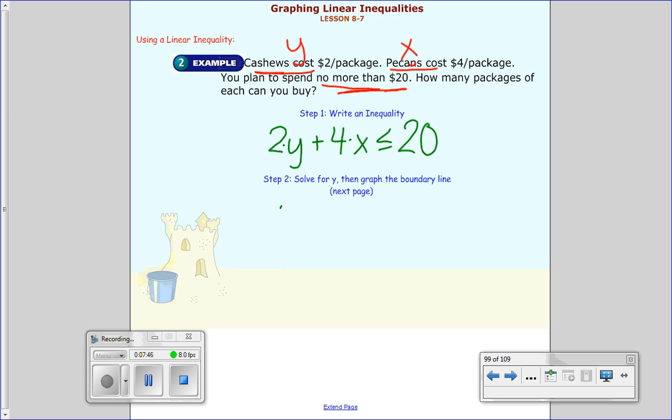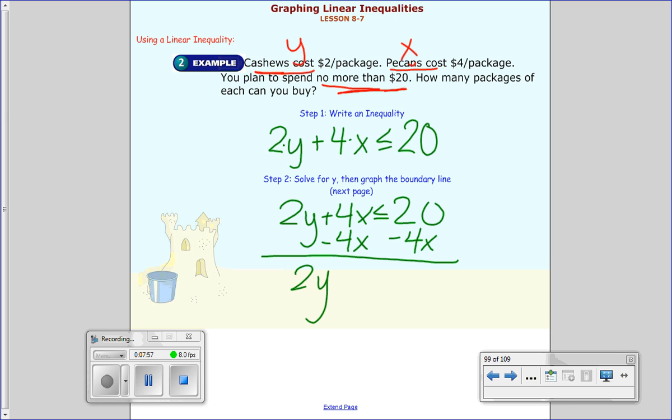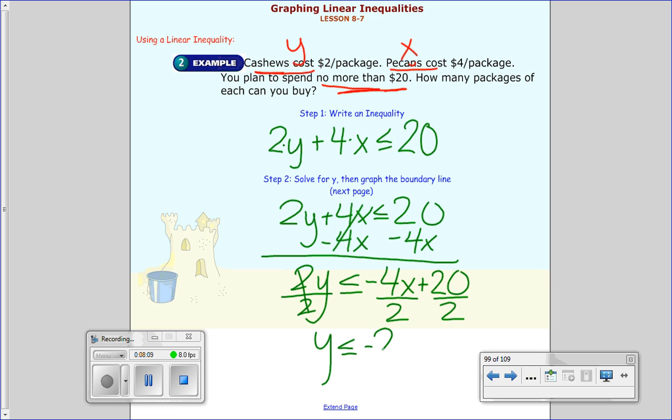Well, so we need to solve for y. And again, the way we do it is make sure we get rid of that x on the other side, or to the other side first. So I have 2 times y is less than or equal to negative 4 times x plus 20. And I'm just going through those steps like we've done each time. And I'm left with y is less than or equal to negative 2 times x plus 10. So that's what I end up with.